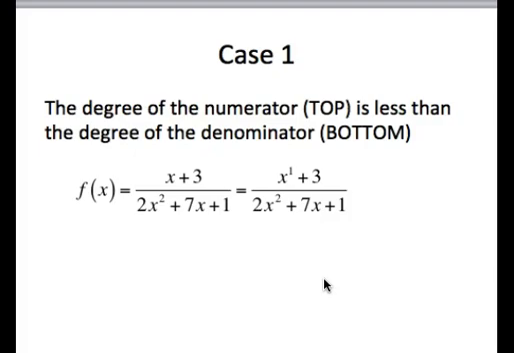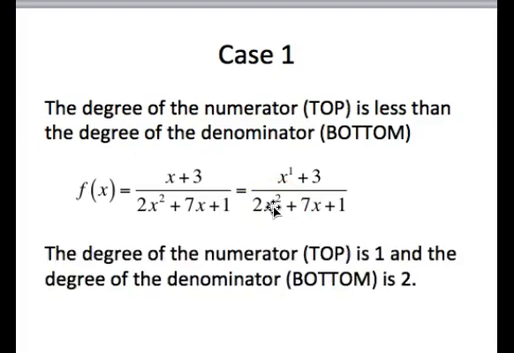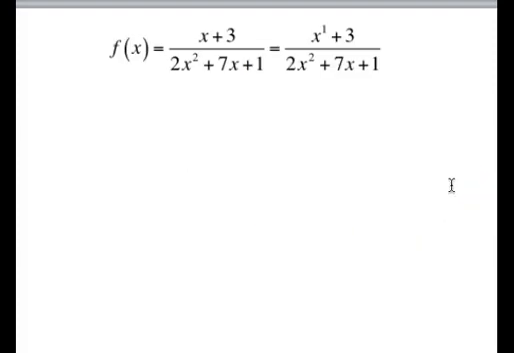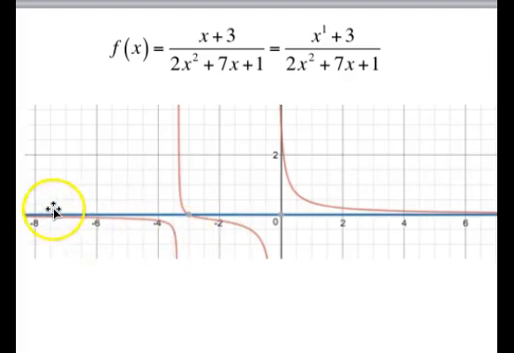If you have a bottom-heavy fraction, when x gets really, really large, like a million, x squared is so much bigger than anything else that the 7x plus 1 becomes irrelevant. So a million squared is a trillion, times 2 is 2 trillion. A million and 3 is basically a million, but a million divided by 2 trillion, a million is nothing compared to 2 trillion. So as these numbers get really, really large, this x squared dominates. It's so much bigger than anything else that the function is going to go to 0. So again, in this case, the degree of the top is 1 and the degree of the bottom is 2, as we've seen here. And there is that situation with the horizontal asymptote at y equals 0.